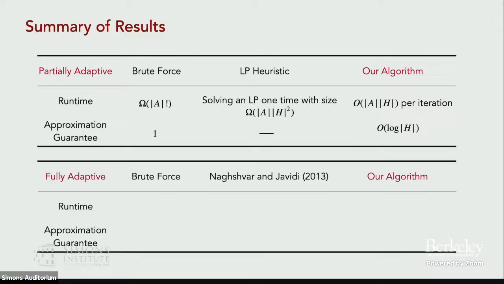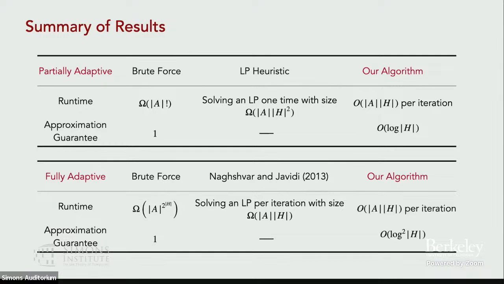Now for the fully adaptive case, again, we are going to compare our fully adaptive algorithm with brute force and the algorithm proposed by Nitinawarat and Javidi in 2013. This is a two-stage algorithm that uses the first LP heuristic as a stage one policy. Once the posterior probability of a hypothesis exceeds a certain threshold, I move into stage two. For stage two, I solve a different linear program each iteration to come up with a randomized policy that favors that particular hypothesis exceeding my threshold. So the runtime is solving an LP per iteration with size linear in the number of actions times the number of hypotheses. Our algorithm has a similar runtime per iteration, but we have an approximation guarantee of log squared H. So this is just a summary of our results.